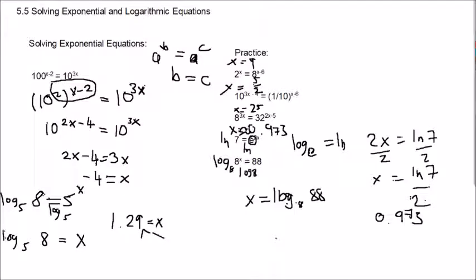And what is log base 8 of 88? Log base 8 of 88 is more than 2. It's 2.153. So 2.153, that is our answer.